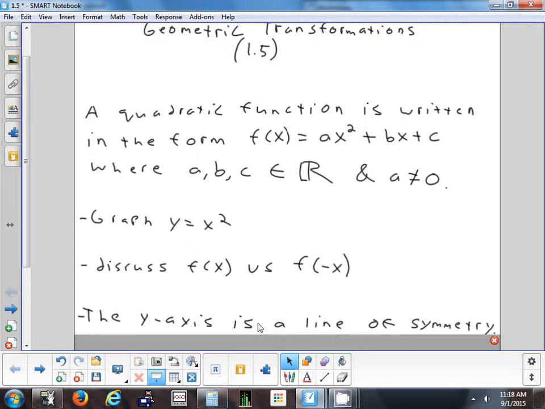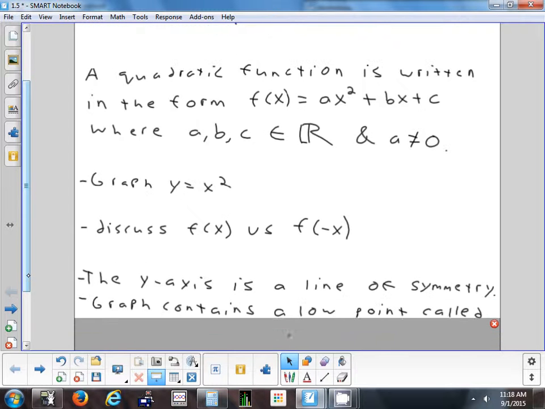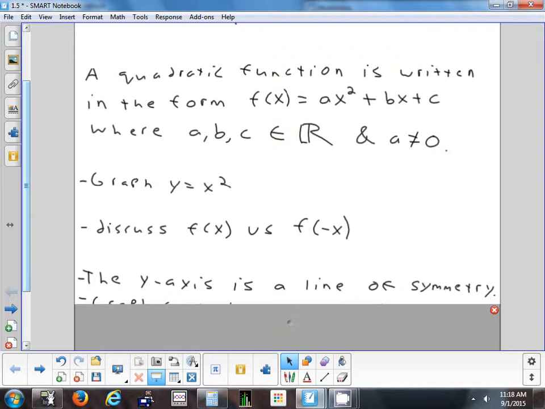Okay, and the reason that it looks the same has to do with this line right here. The y-axis is a line of symmetry. Well, when you put a negative in for x, usually it takes the graph and it flips it. It flips it over the y-axis. But if the y-axis is a line of symmetry, when you flip it, you can't even tell you flipped it.